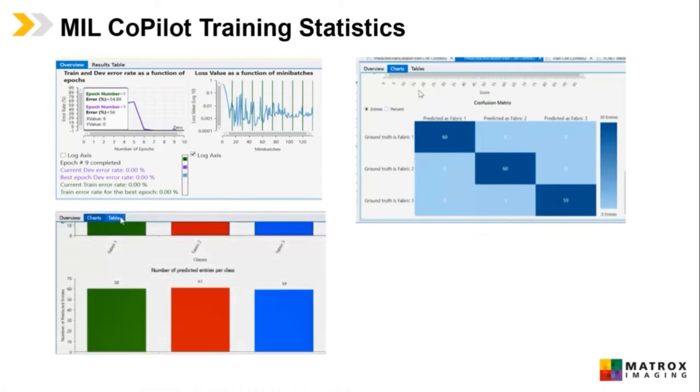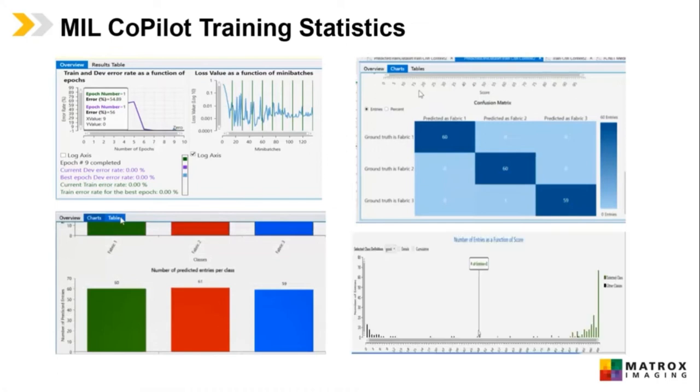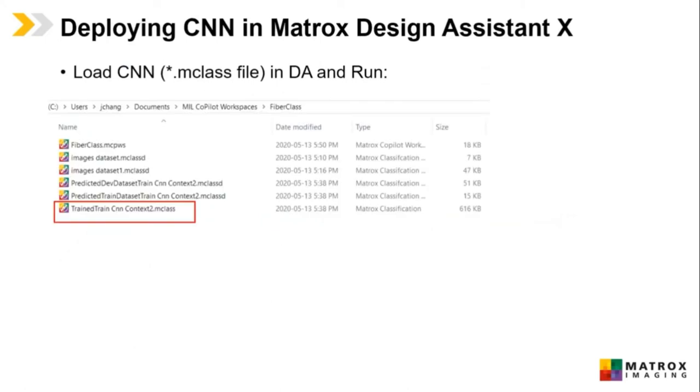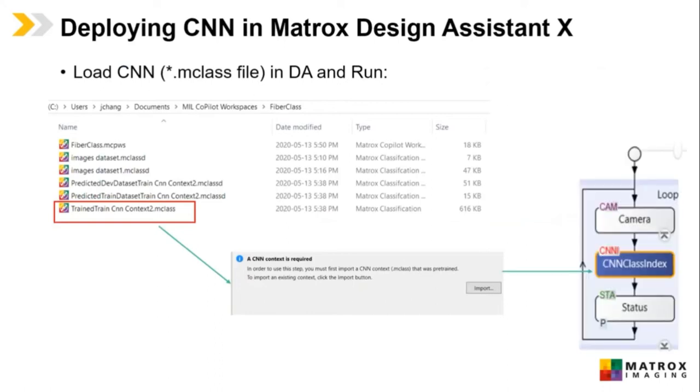And a bunch of charts telling you, again, the number of classes there are, number of images, and the distribution of scores on your training, right? So once you're done with that, we're satisfied with our CNN. We have tested it. We've seen that a lot of the predictions are done correctly. We end up with a file. A CNN is called an M class file. This file is the one that you then plug into or import into your design assistant project with a CNN class index step.